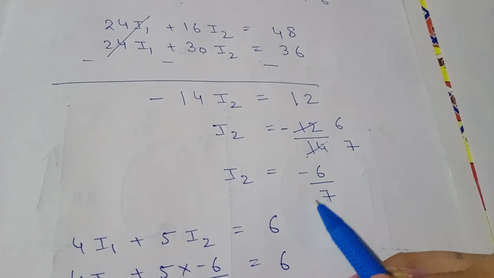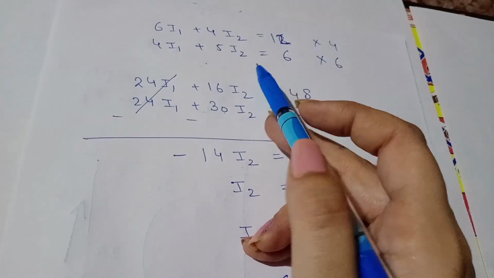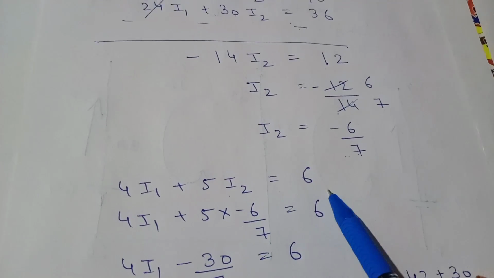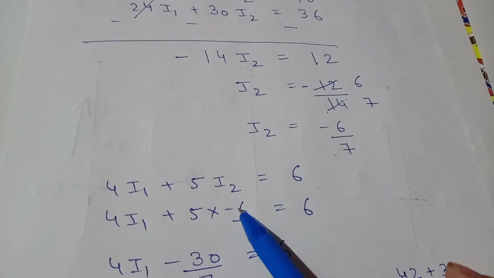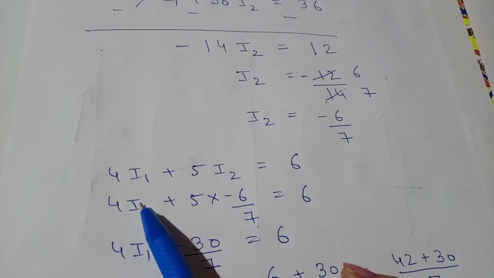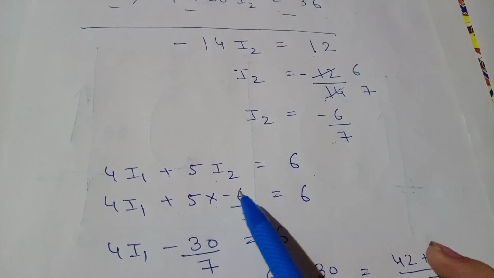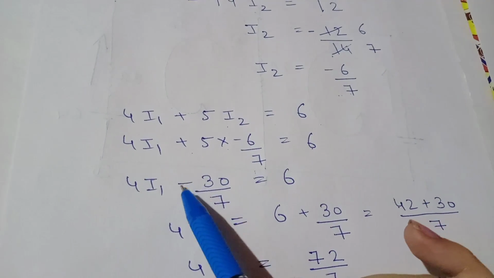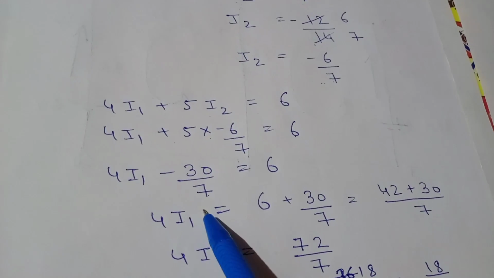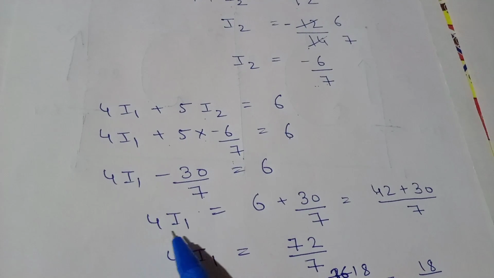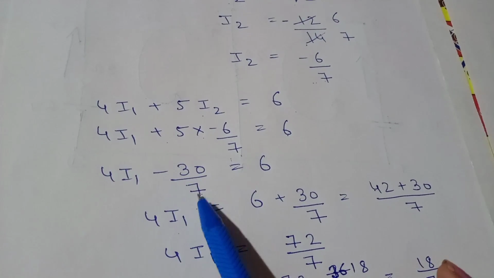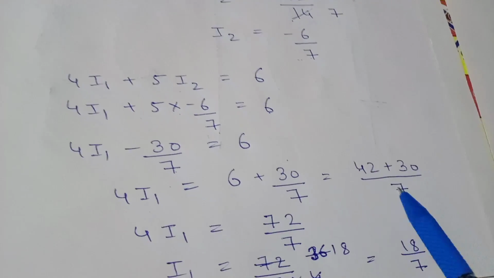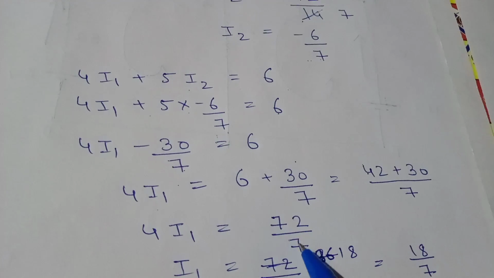Now I put this value of I2 in this equation. The equation is 4I1 plus 5I2 is equal to 6. So I put the value of I2 here. So this becomes 4I1 plus 5 into minus 6 by 7 is equal to 6. After multiplying it becomes minus 30 by 7. Now I take minus 30 by 7 to this side, so it becomes positive. Taking LCM and solving, I'll get 72 by 7.